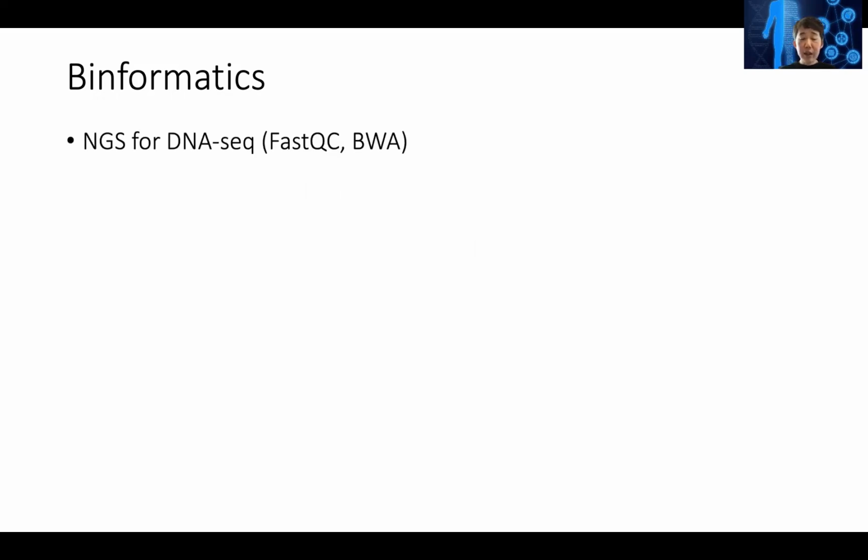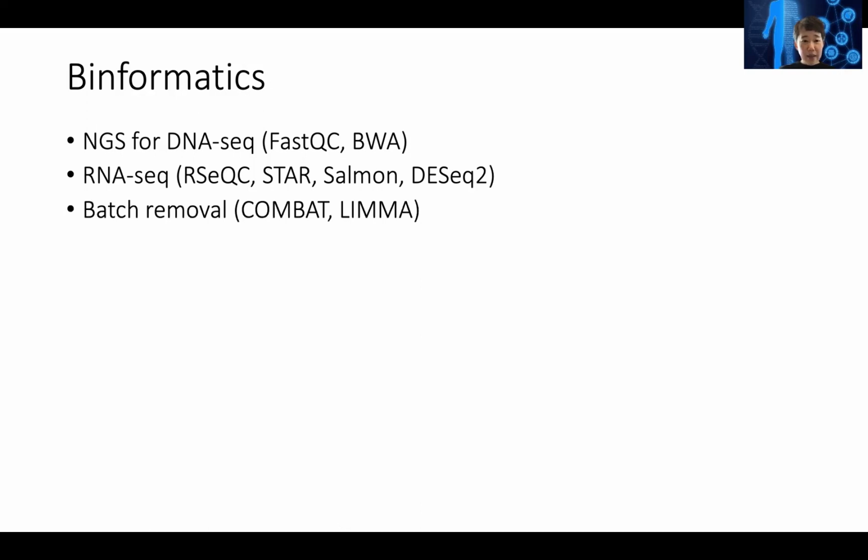For next generation sequencing, we talk about FastQC and BWA for read alignment. For RNA-seq, we talk about RNA-seq QC, which gives you the quality control, STAR for read mapping, Salmon for pseudo alignment, and DESeq for differential expression. For batch effect removal, you can either use ComBat or limma. And for gene ontology, we talk about DAVID and gene set enrichment analysis.